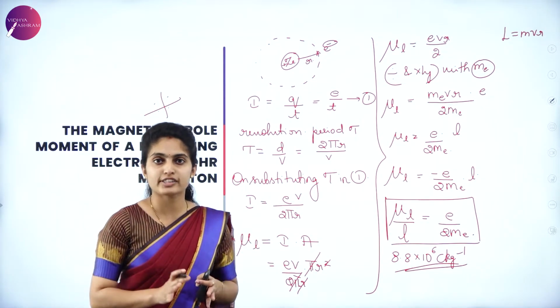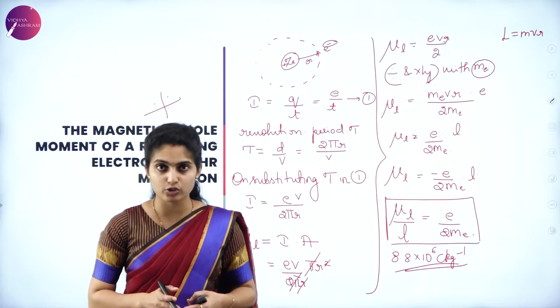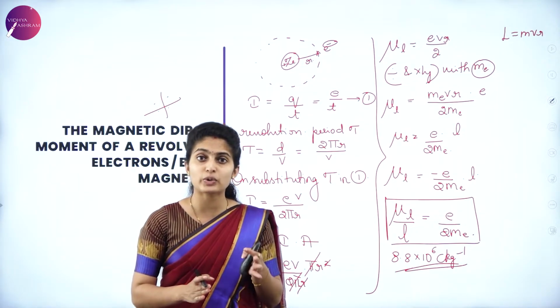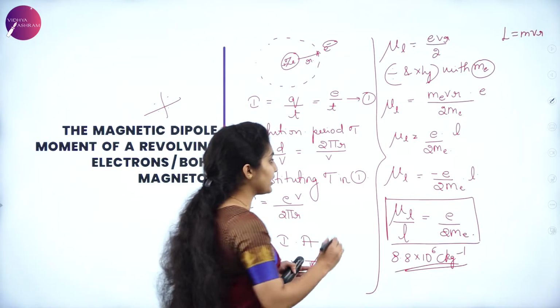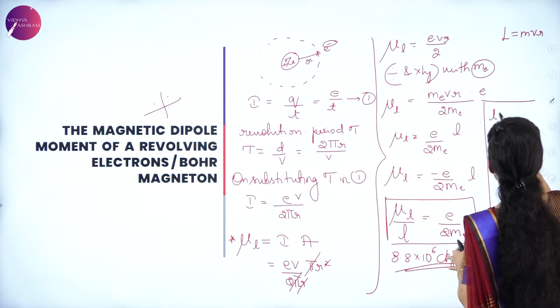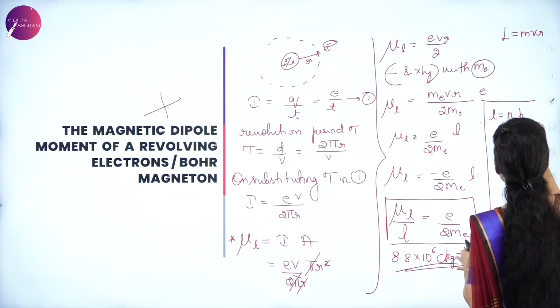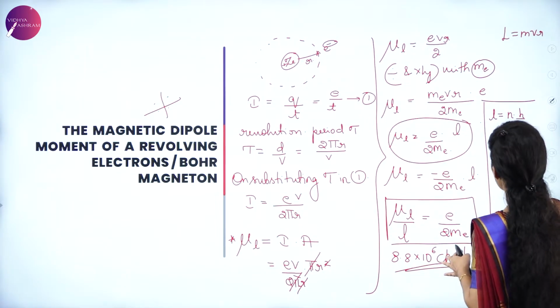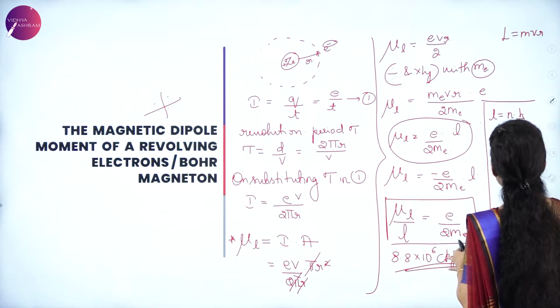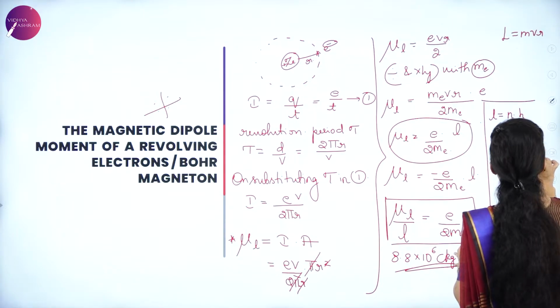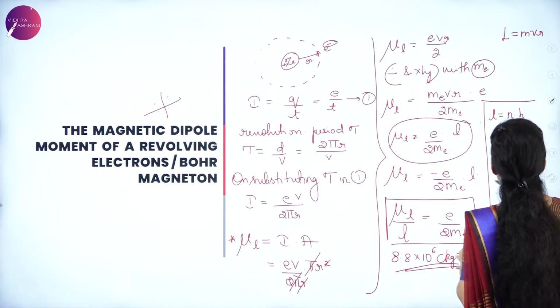According to Bohr's atomic model, we have three postulates. Out of those, we take the postulate that angular momentum is equal to integral multiples of h divided by 2π. So substitute this into the equation. We have μ_L = e/(2m_e) and L = n h / 2π. So how can you rewrite this?